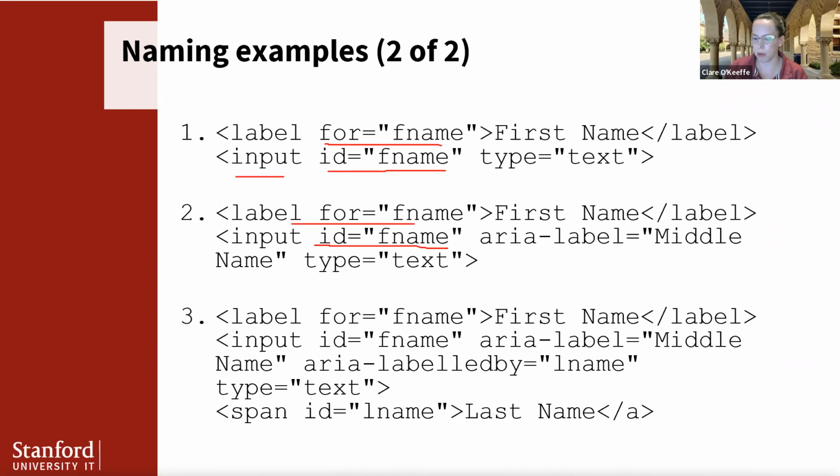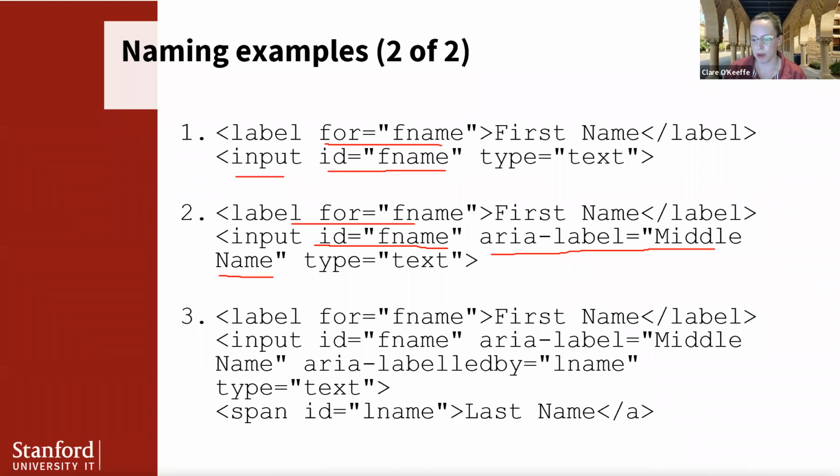But then the second example, again, we have label and input. Those are associated properly, but we put an ARIA label on the input. So that wins. Now it's going to be called "middle name," not "first name." It disregards the label because aria-label is higher in the priority order.